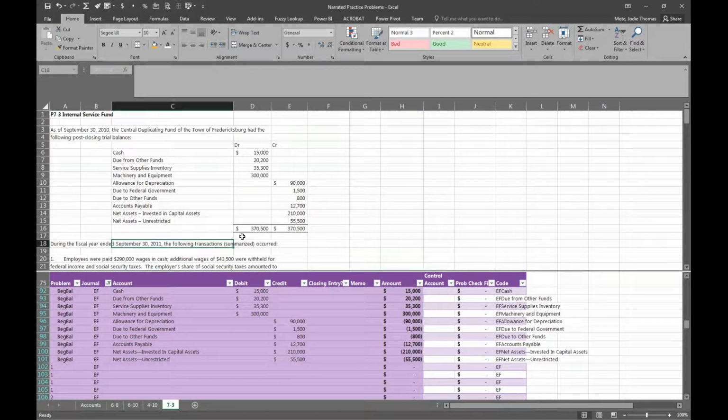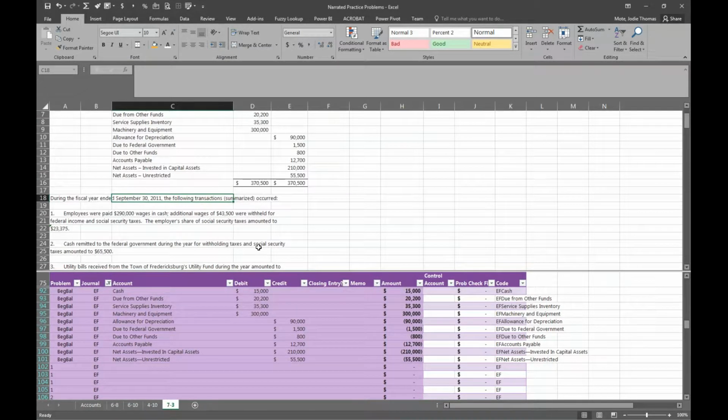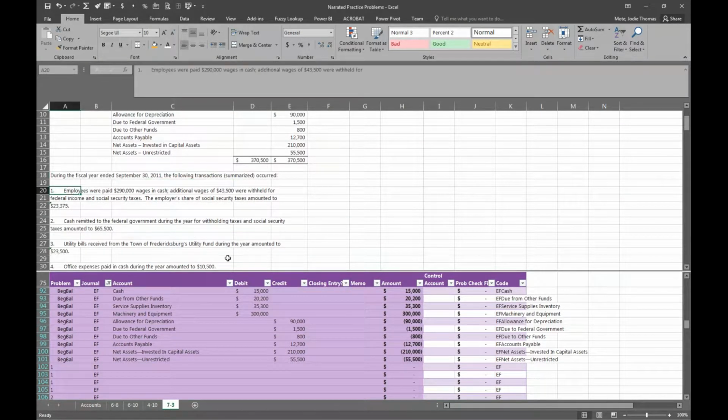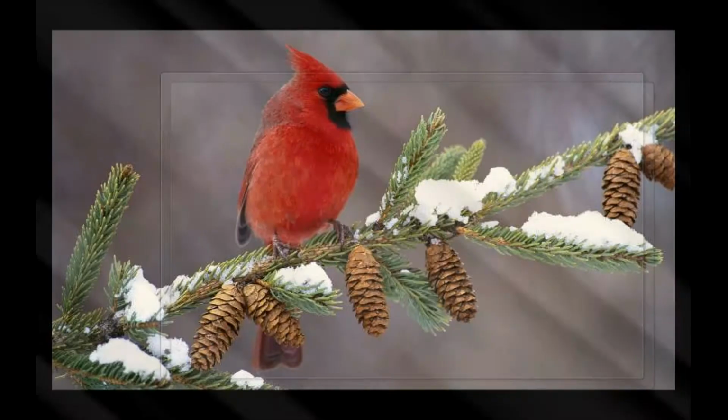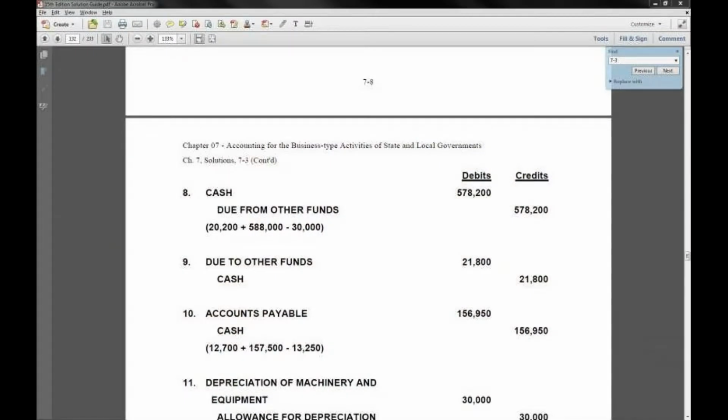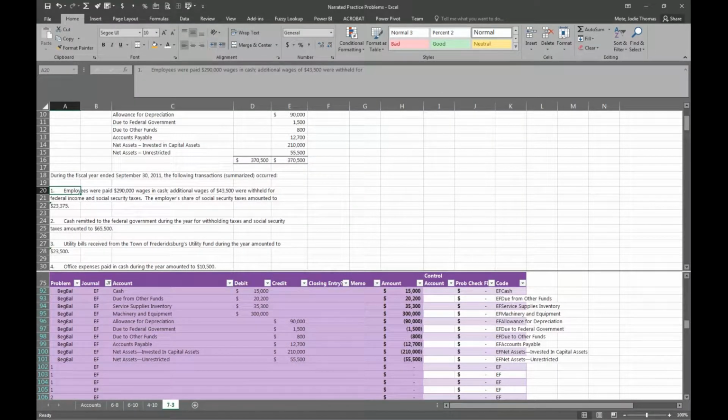So let's start making our entries. Say during the fiscal year 9/30/11, the following transactions occurred. Employees were paid $290,000 in wages, and it should say net wages in cash. Additional wages of $43,500 were withheld for federal income taxes and Social Security taxes. The employer's share of Social Security taxes amounted to $23,375. And so what we have here, we have to kind of back into some numbers or add up some numbers to get there.